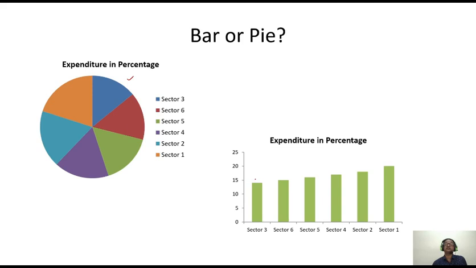You can understand, okay, sector 3 has minimum expenditure, sector 1 has maximum expenditure. You can understand it in the graph very nicely. But do you understand this in the pie diagram?